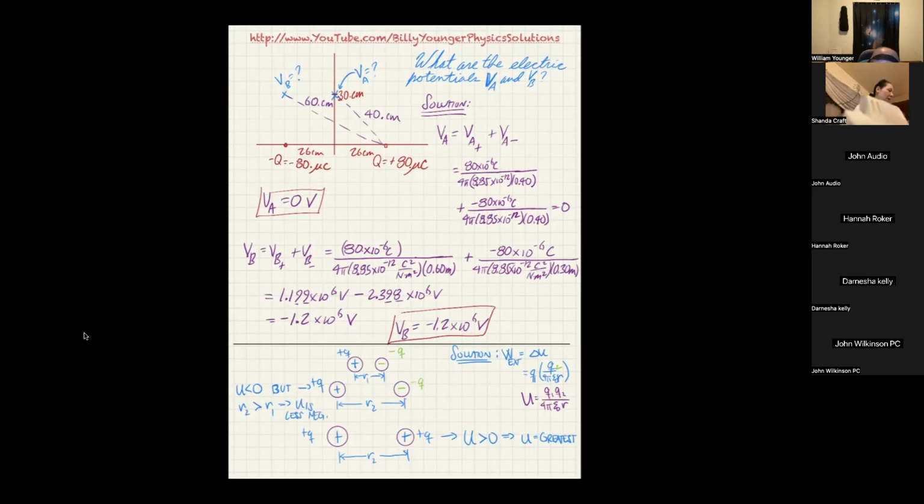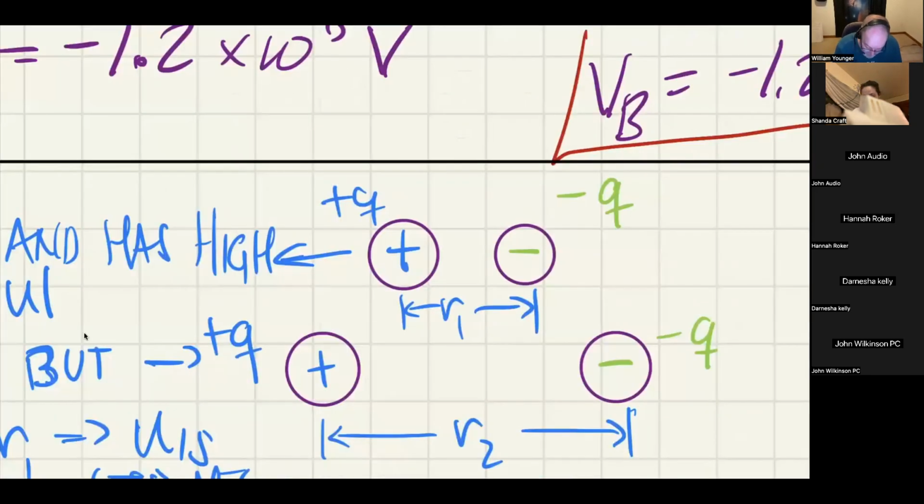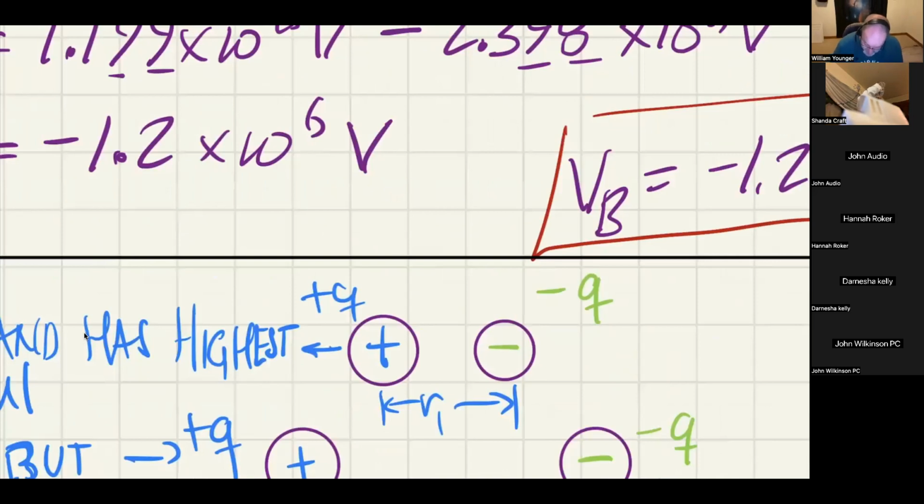Okay. And then this one right here, U is less than 0 and has high potential energy magnitude. I could say highest. In fact, let me go ahead and get rid of this and just say, so that one's the highest potential energy. And that should make sense.